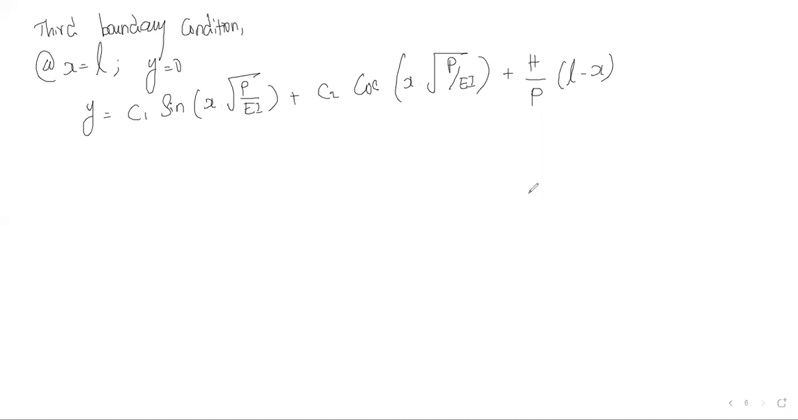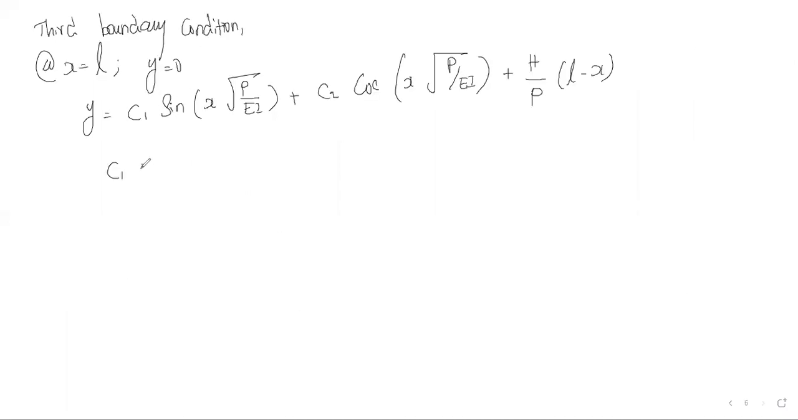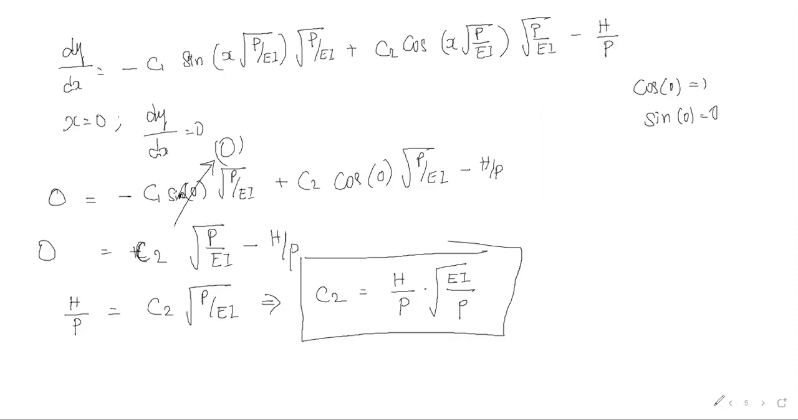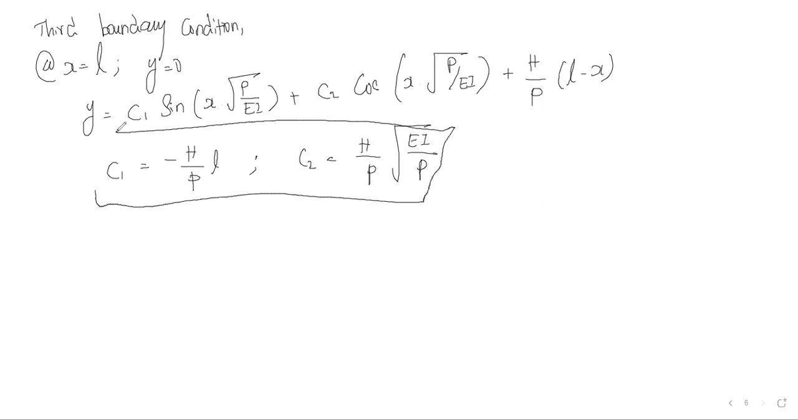Meanwhile, the C1 and C2 values. C1 value is minus H by P into L. C2 value is H by P into root under EI by P. Okay, now these values we are going to substitute in this equation.